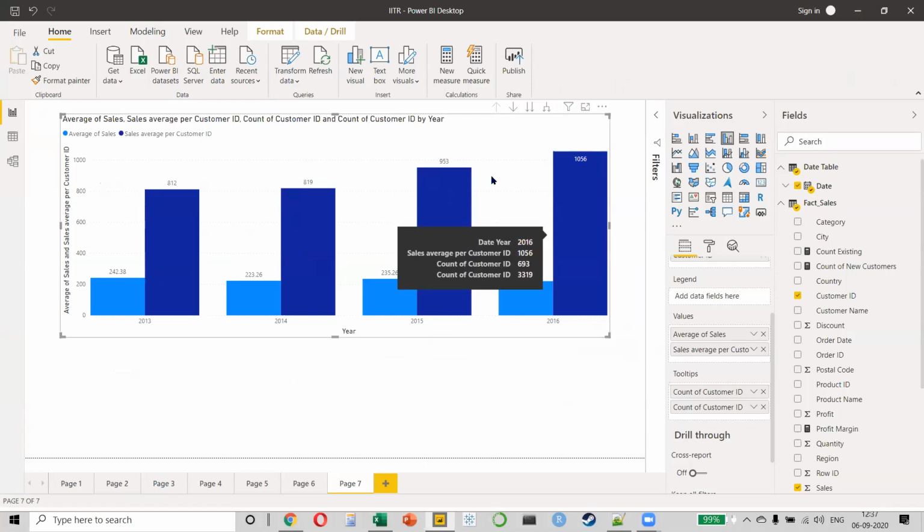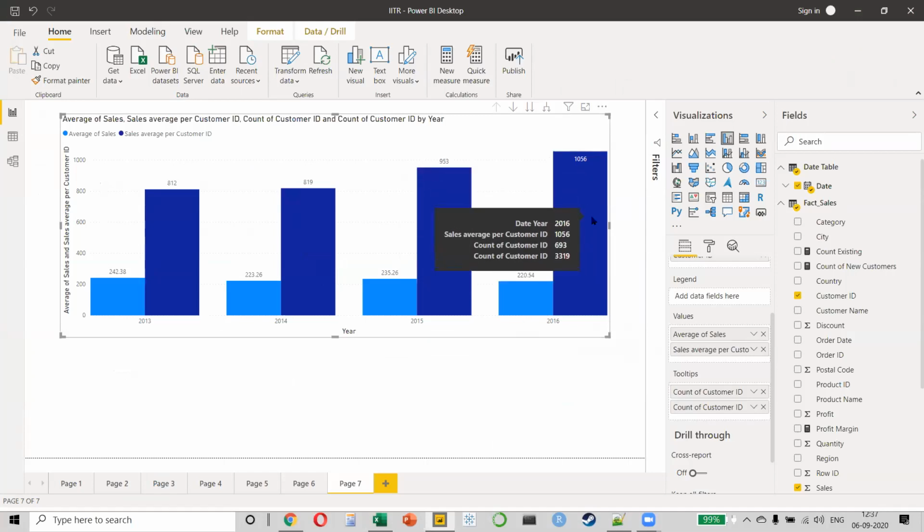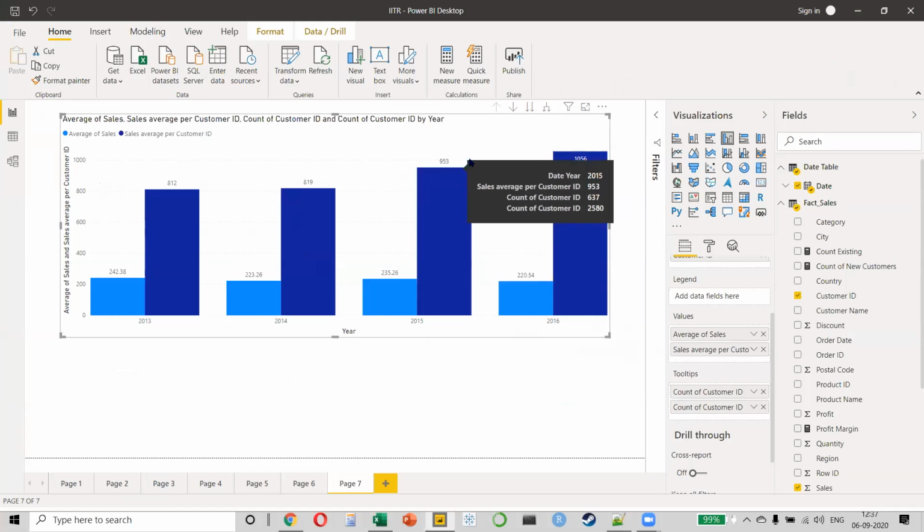Maybe in 2016 we only had 1 customer, right? But that is not possible, because if there was only 1 customer, then this 1056 would be the average. Is it possible or not? If you look at this 1056, tell me, is it possible that it's 1056 for only 1 customer? Yes or no?